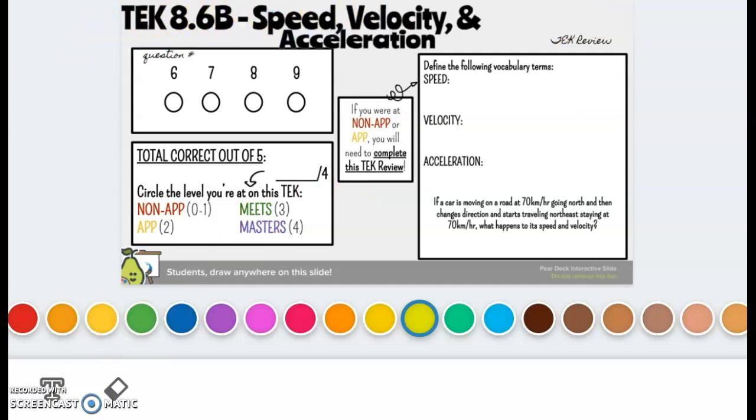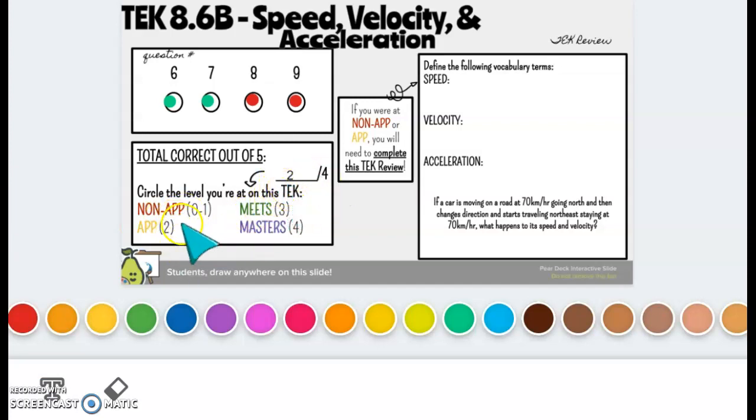Looking at our next set of questions, it covered TEK 8.6b, or the topic was speed, velocity, and acceleration. So same thing. Go ahead and fill it in if you got it correct with a green dot, and if it was incorrect with a red dot. Then count your total correct out of the 4. I know that said 5, but it should be a 4. And then circle which level you are at for that TEK.